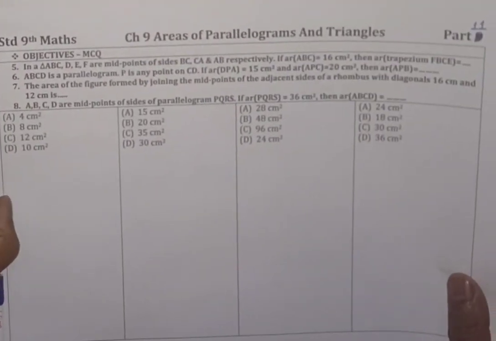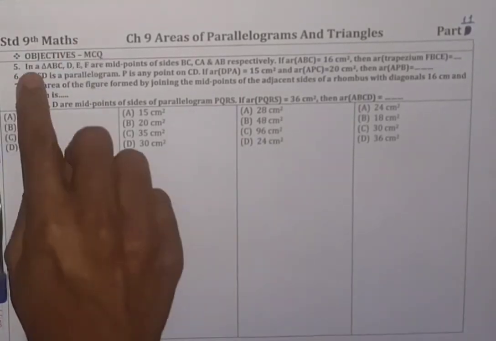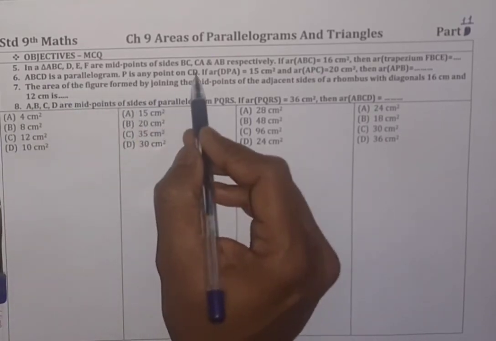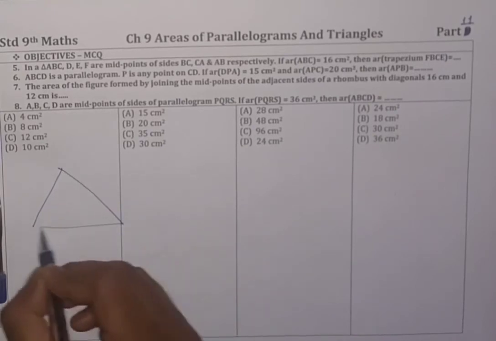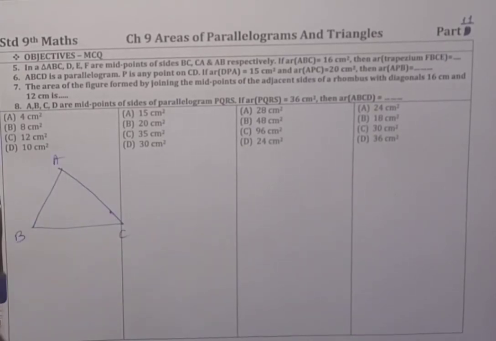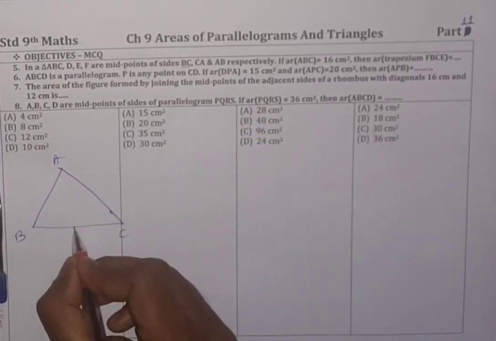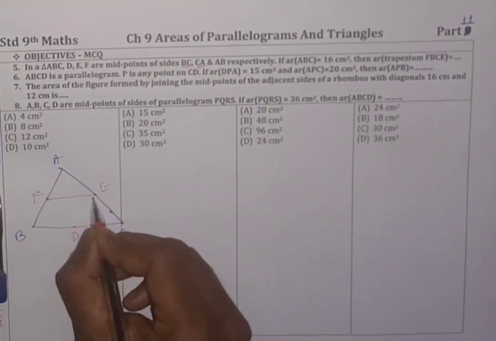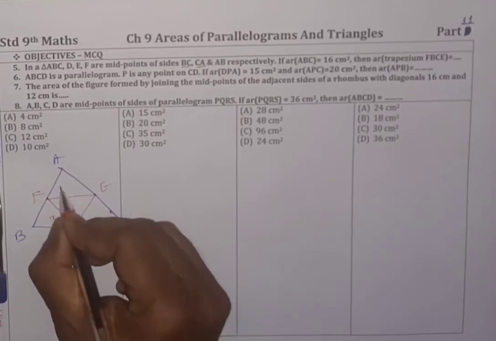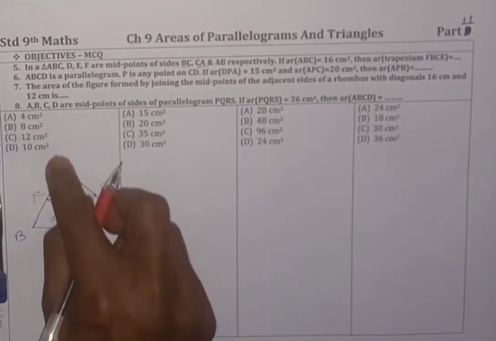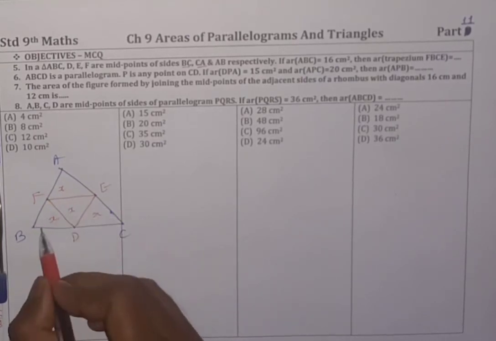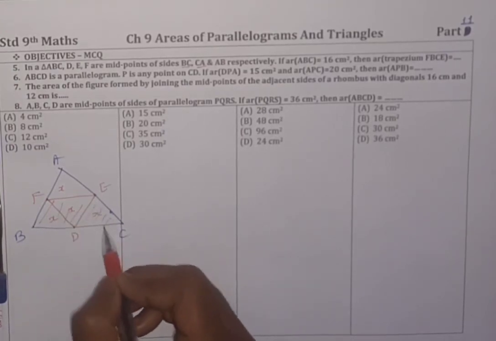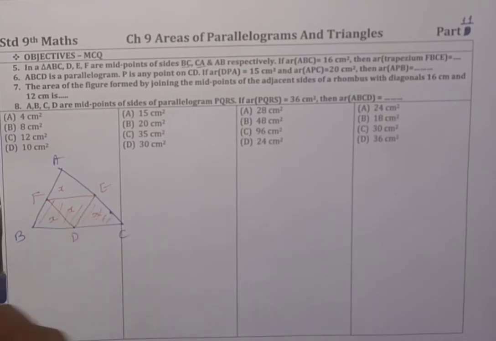And that is, let's see, number 5. What we have in triangle ABC: D, E, F are midpoints. You have triangle ABC. D, first BC, so D is the midpoint, then CA, E is the midpoint, and then this. Okay, you note this down. This is X, this is X, this is X, this is X. So if you want the area of triangle ABC, it is X plus X plus X plus X, 4X. If you want the area of only this parallelogram, then X plus X, 2X. If you want the area of this trapezium, X plus X plus X, 3X.